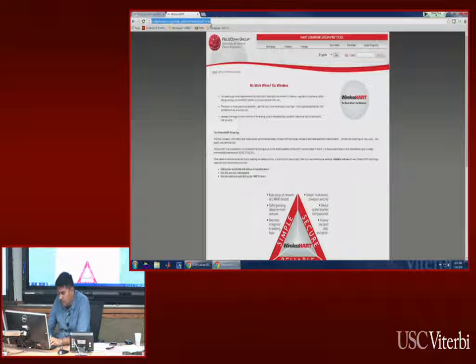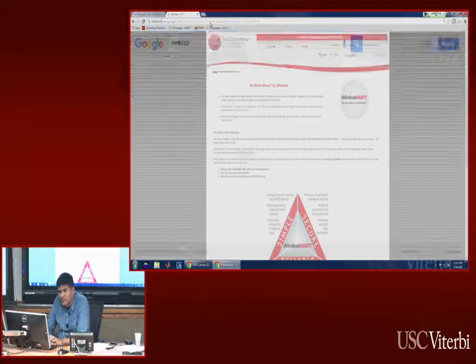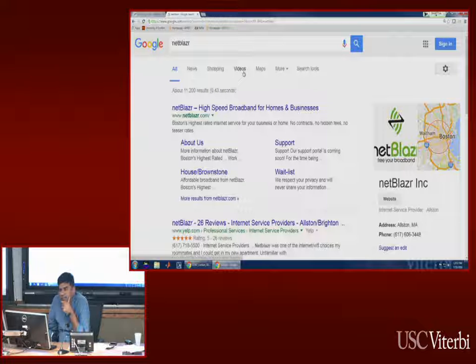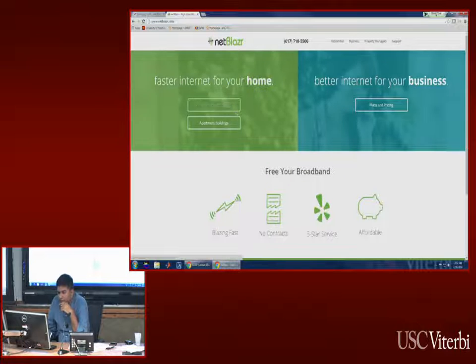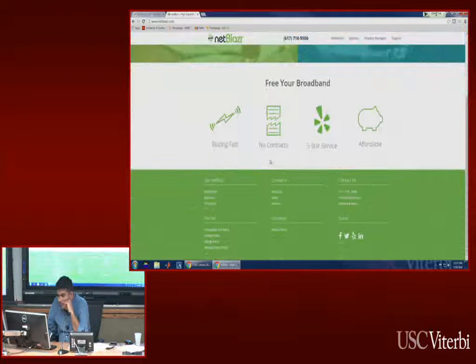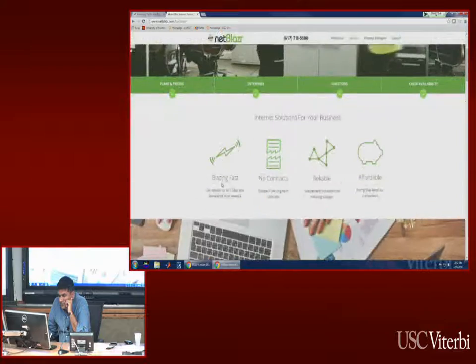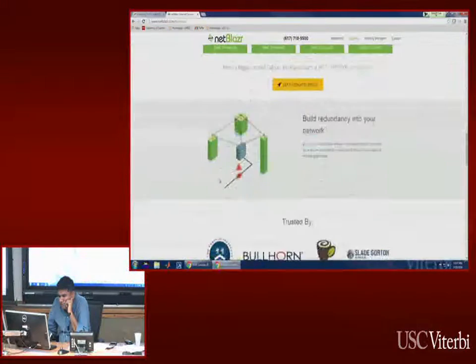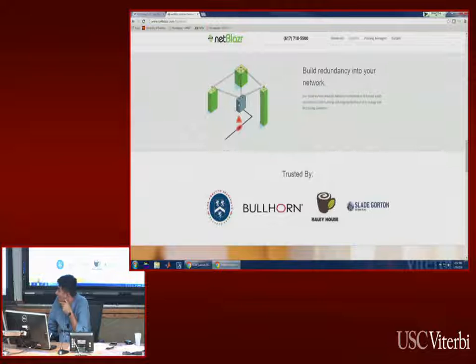I mentioned mesh networks. There's a company out in Boston called NetBlazer that uses multi-hop mesh networks to provide broadband access to users in downtown Boston. And again, I wish there was a good image that shows their network. They used to have these in the past. Let me dig around their site a little bit. So here's a little bit of a visualization of what they're doing.